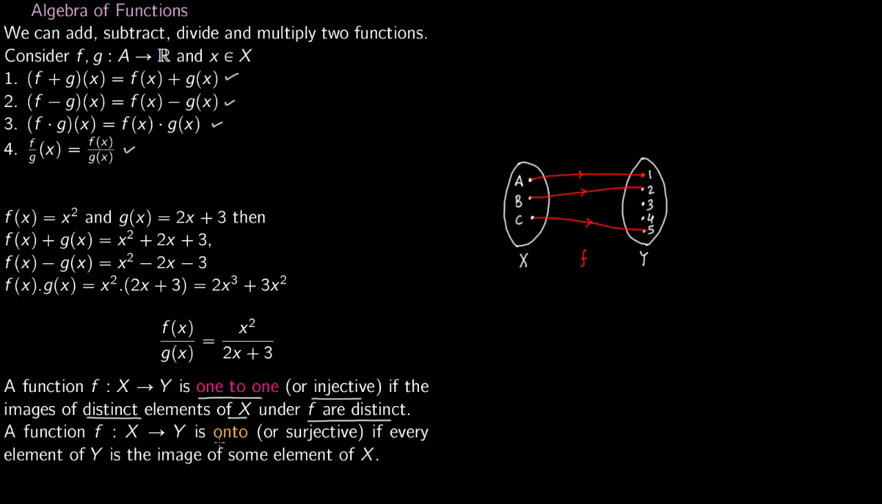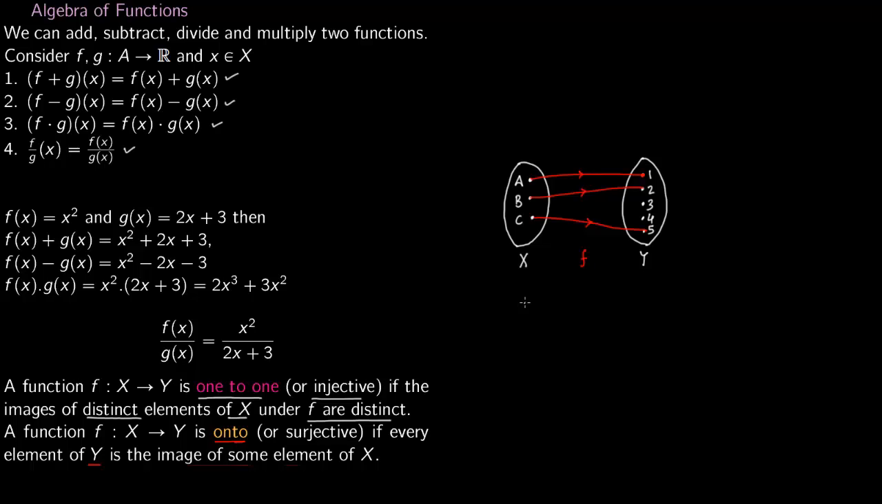A function f is surjective or onto if every element of Y is the image of some element of X. So we want to cover all elements of Y, so all the elements where f lands into. So if every element of Y is image of some element of X. So let us give an example.